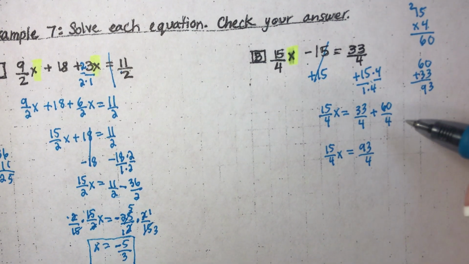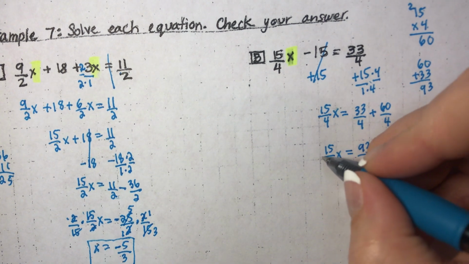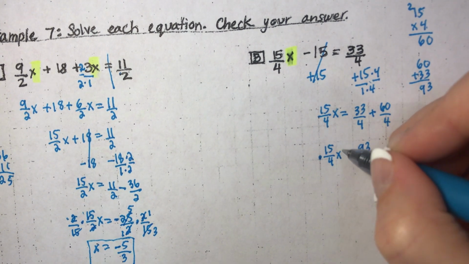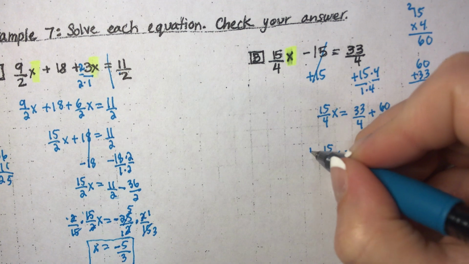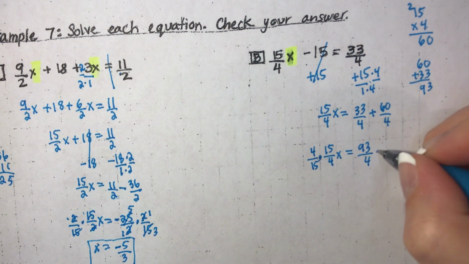All right, now we're going to get x by itself, so we are going to multiply by the reciprocal because x is being multiplied by a fraction here. So 4 over 15 to both sides.